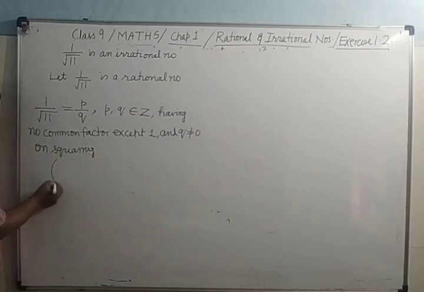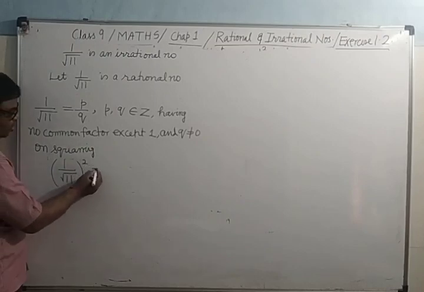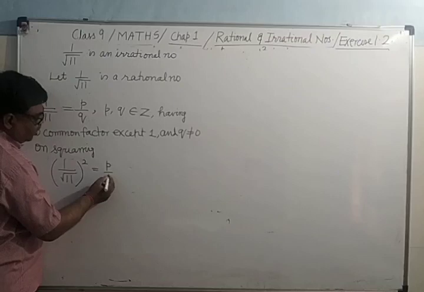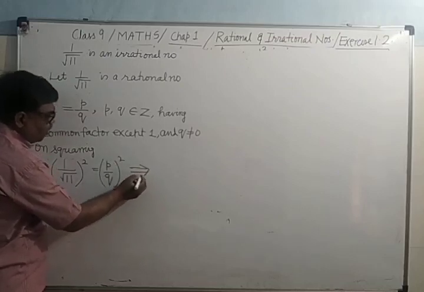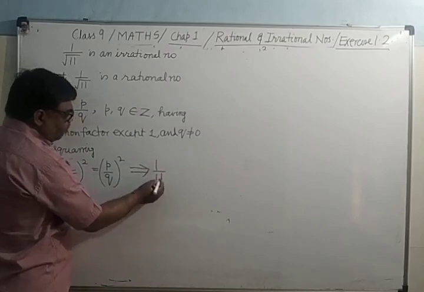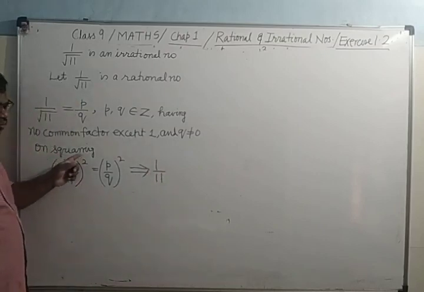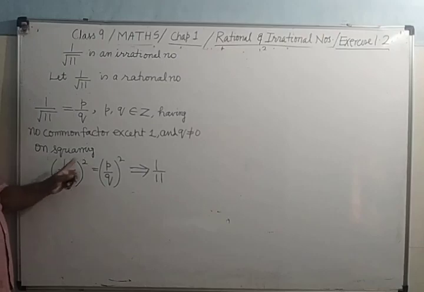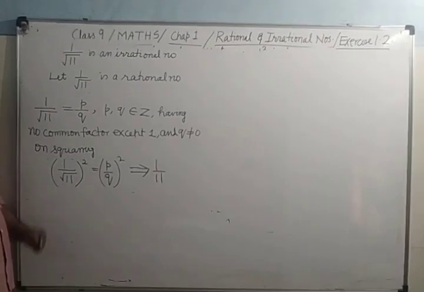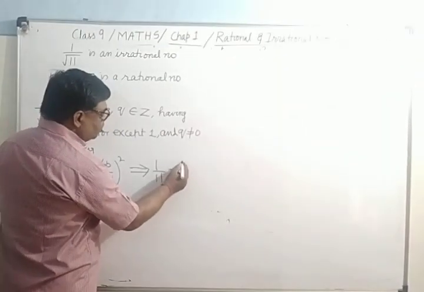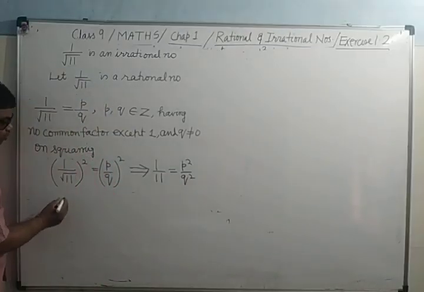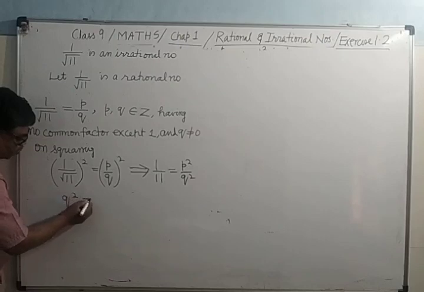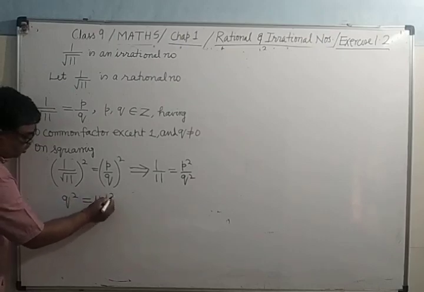On squaring, it will be 1 upon root 11 whole square equals P upon Q whole square. On simplification it will be 1 upon 11. As we know, 1 square is 1 and root 11 whole square, the root will be removed, equals P square upon Q square. So what will you get? Q square equals 11 into P square.